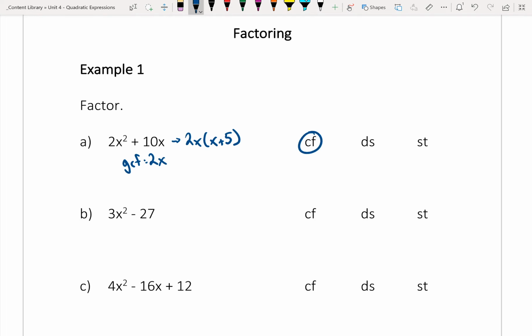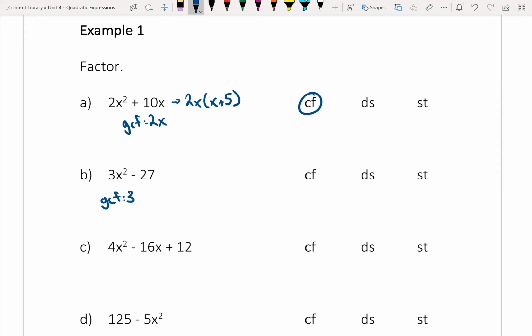So the next example, we have 3x squared plus 27. So right off the bat, it's not a simple trinomial because there's not three terms. Let's check to see if there's a greatest common factor. There is. So the greatest common factor in this case is 3, because 3 goes into both 3x squared and -27. So common factoring. So if I common factor this, I end up with 3 times x squared minus 9.